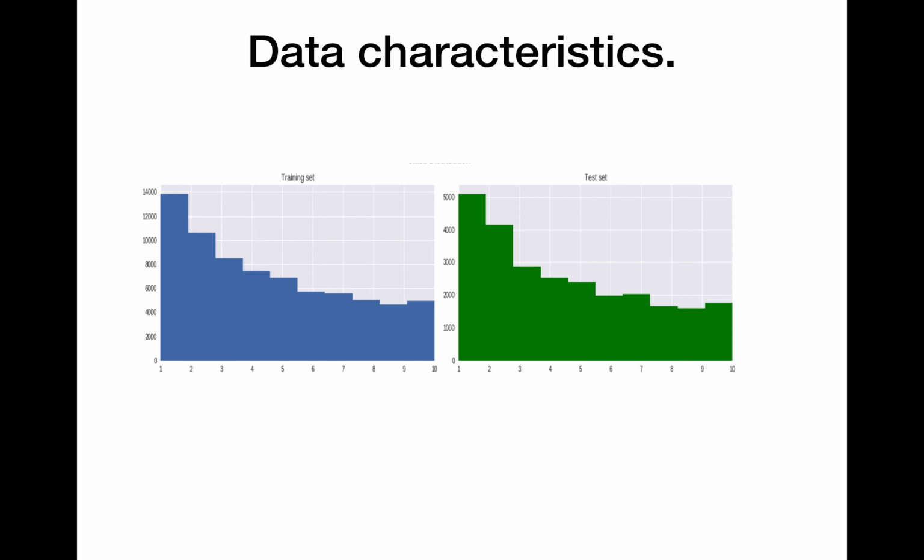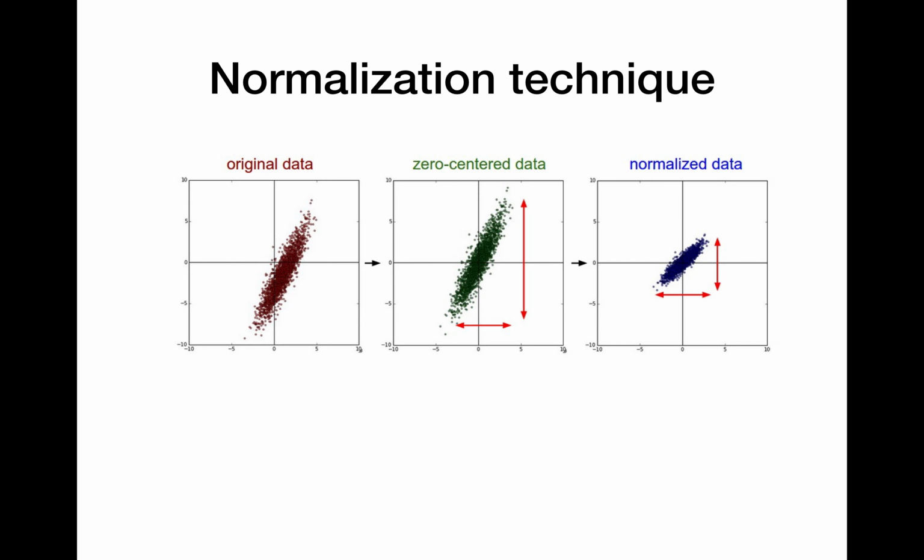So these are the data characteristics. We can see the labels from 1 to 10. And the normalization technique that was used for pre-processing was: we had the original data, then I shifted it to zero center by subtracting the mean, and then normalized it by dividing it by the standard deviation.